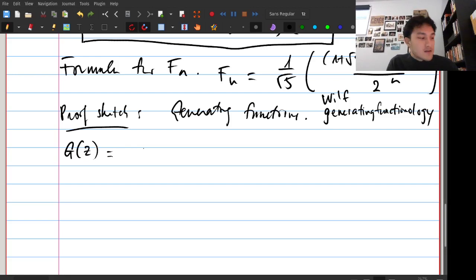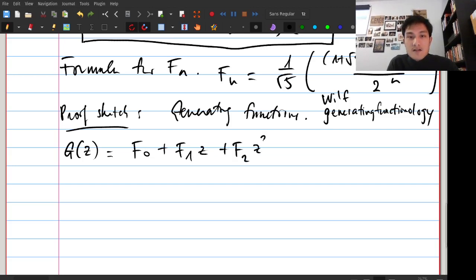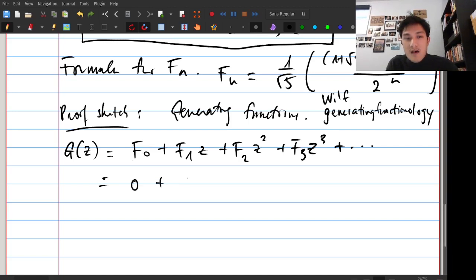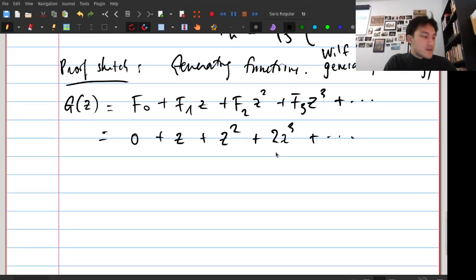You can use x if you want, and it's going to be f0 plus f1 z plus f2 z squared plus f3 z cubed plus and so on. So it's a power series. It's an infinite polynomial, and the coefficients are exactly the Fibonacci numbers. Okay, so let's write it out a little bit. f0 is 0, so there's nothing there. Plus f1 is 1, so z. f2 is also 1, so it's z squared. f3 is 2, so it's 2z cubed plus and so on. The coefficients are going to be the Fibonacci numbers.